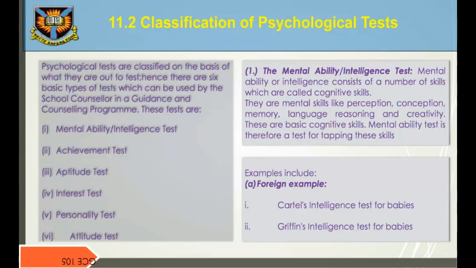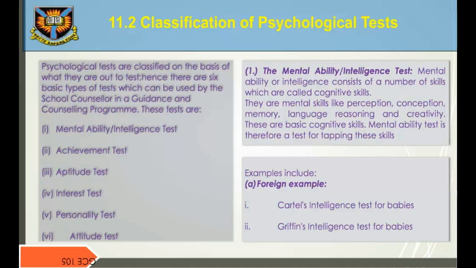Classification of psychological tests. Psychological tests are classified on the basis of what they are out to test. Hence, there are 6 basic types of tests which can be used by the school counselor in a guidance and counseling program. These tests are: 1. Mental ability or intelligence test. 2. Achievement test. 3. Aptitude test. 4. Interest test. 5. Personality test. 6. Attitude test.